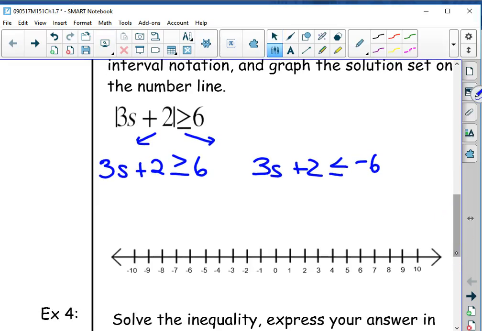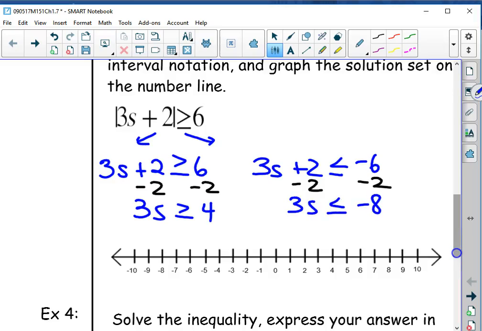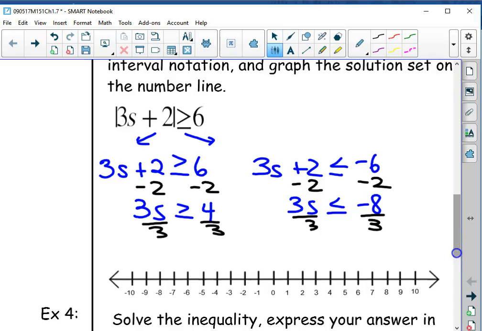All right, so I'm just going to go through our solving steps. The only thing we've got to keep in mind with an inequality is if we're multiplying or dividing by a negative, we need to switch the sign. Okay, it looks like s is greater than or equal to 4/3, or s is less than or equal to -8/3.